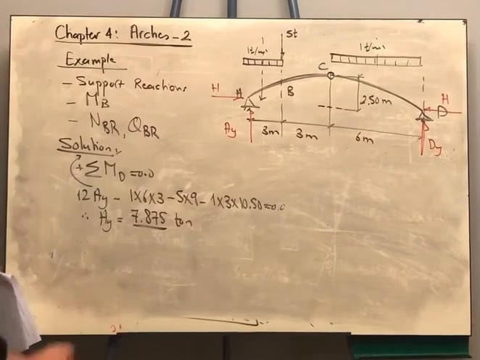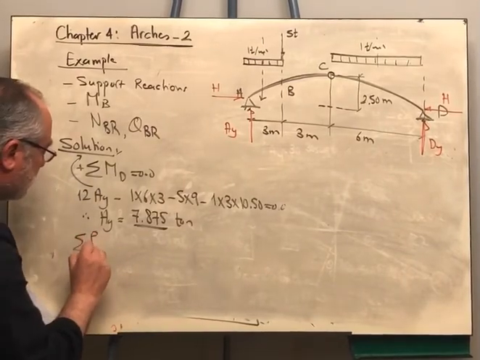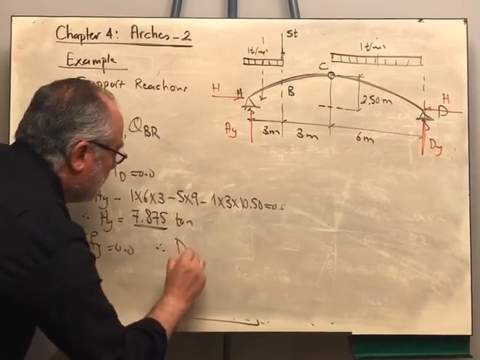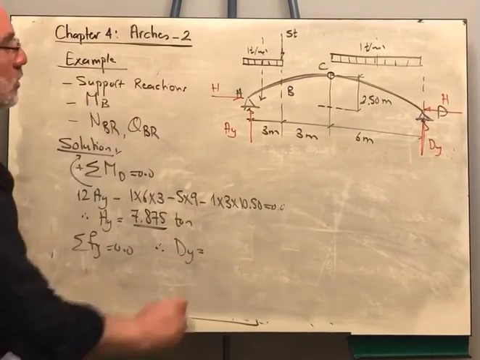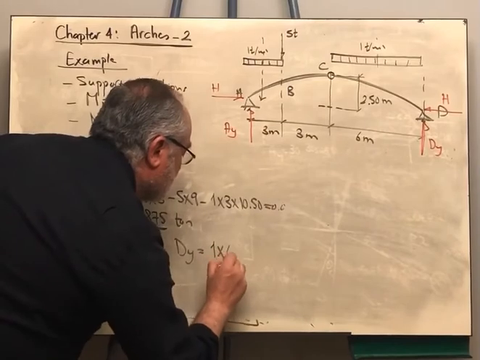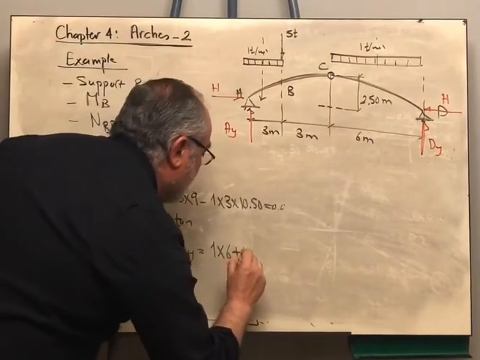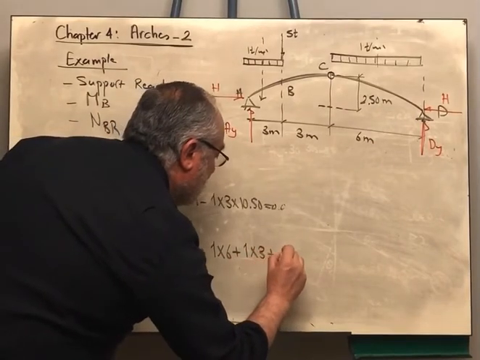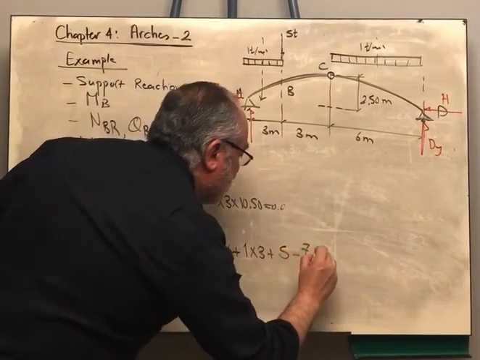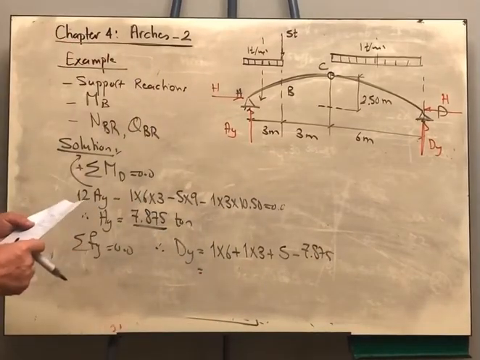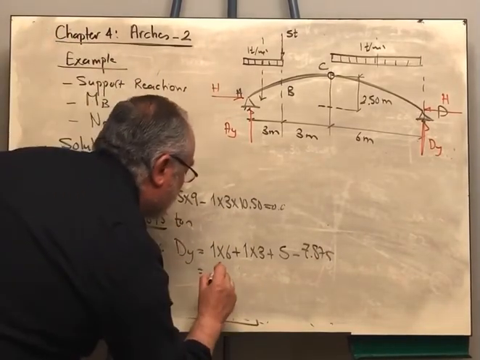Sigma Fy is equal to 0. Therefore DY will be 1 by 6, the resultant of this distributed load, plus 1 by 3, plus 5, minus 7.875. So this will give us a value of 6.125.